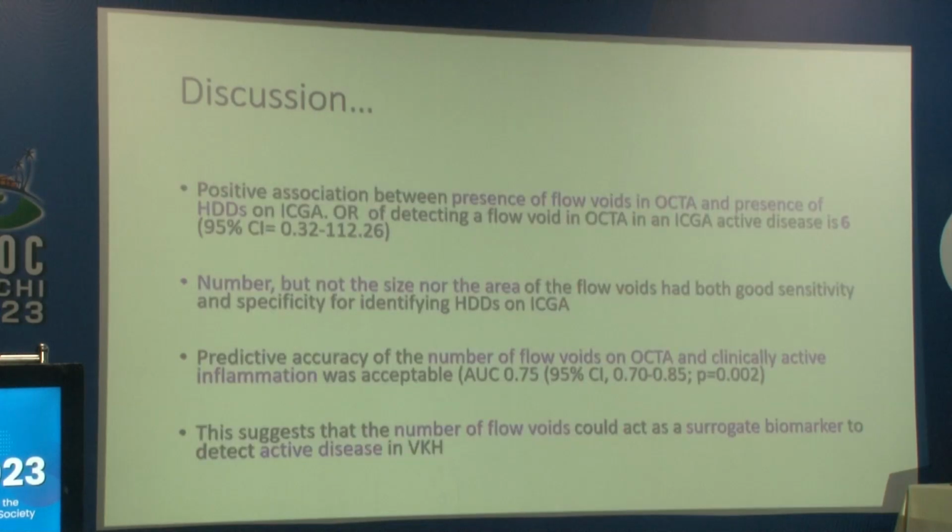We also found a positive association between the presence of flow voids in OCTA and the presence of HTDs. The number, but not the size nor the area, of flow voids had both good sensitivity and specificity in identifying HTDs on ICGA. The predictive accuracy of the number of flow voids on OCTA for clinically active inflammation was acceptable. This suggests that the number of flow voids could act as a surrogate biomarker to detect active disease in VKH.